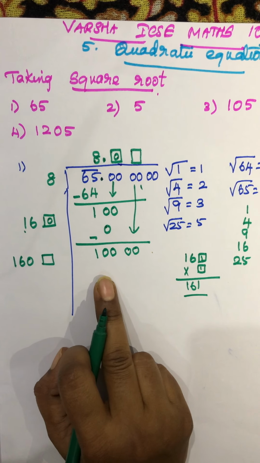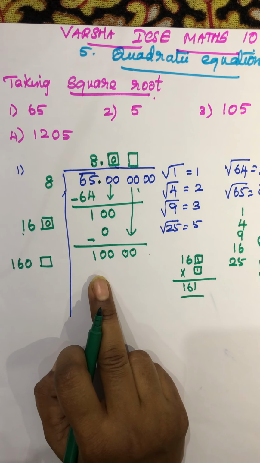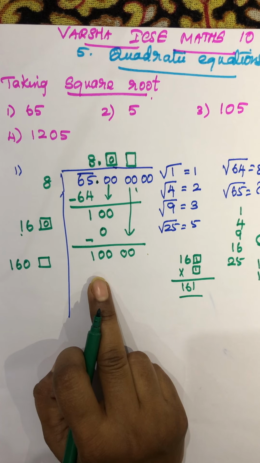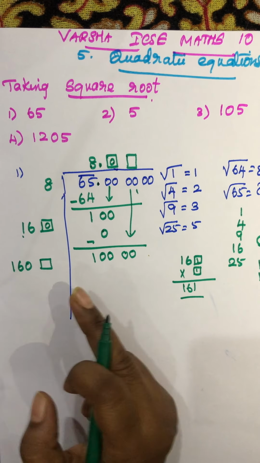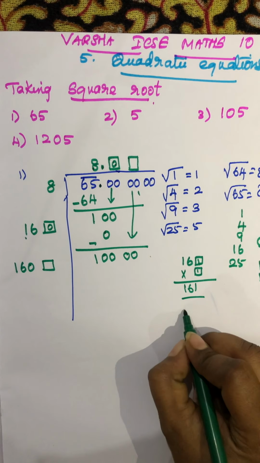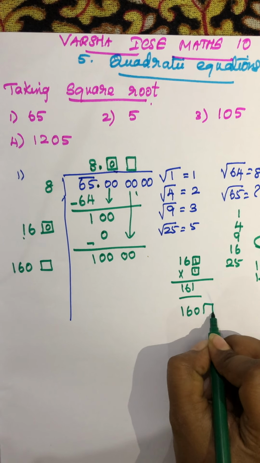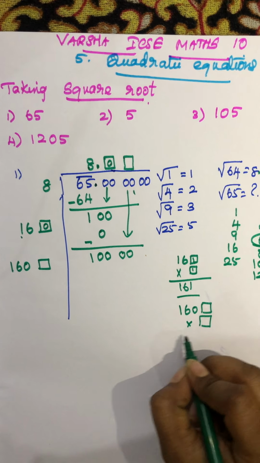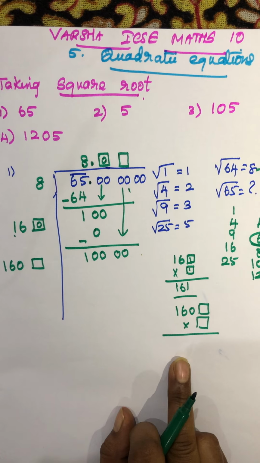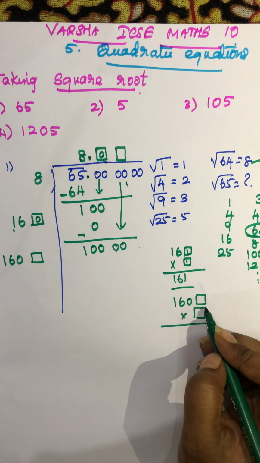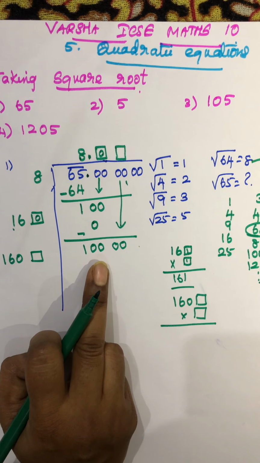Okay, see students, this is very simple. It's not that difficult, but listen carefully. See 160 and box, multiplication. Which number should be given in the box to get this number before this number?